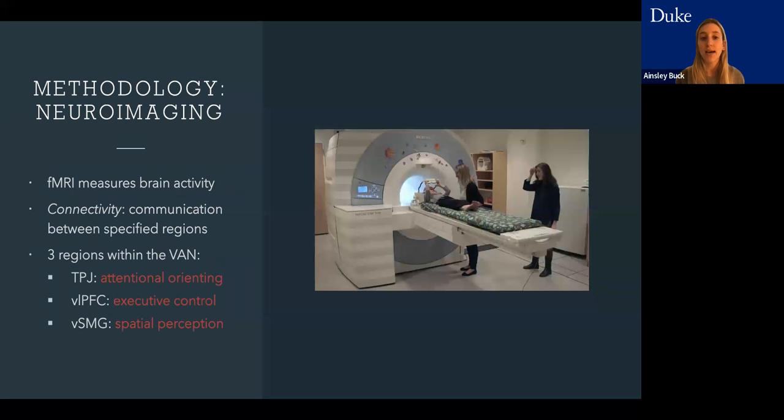To do this, the first half of our methodology focused on neuroimaging and specifically functional magnetic resonance imaging scans. This allowed us to measure brain activity and especially look at connectivity or communication between specified regions within the ventral attention network, or the VAN. The three regions we looked at had functions in attentional orienting, executive control, and spatial perception.